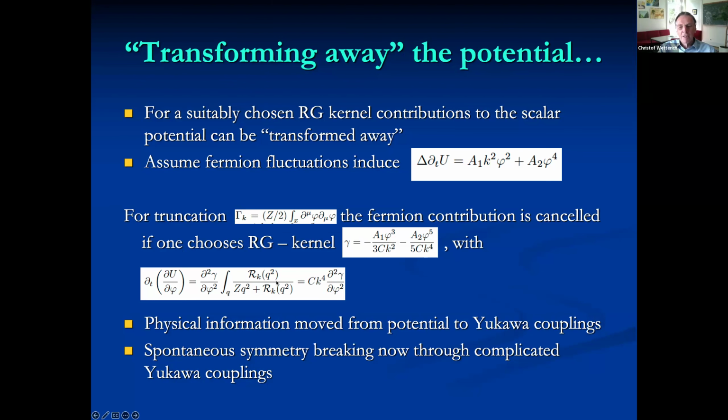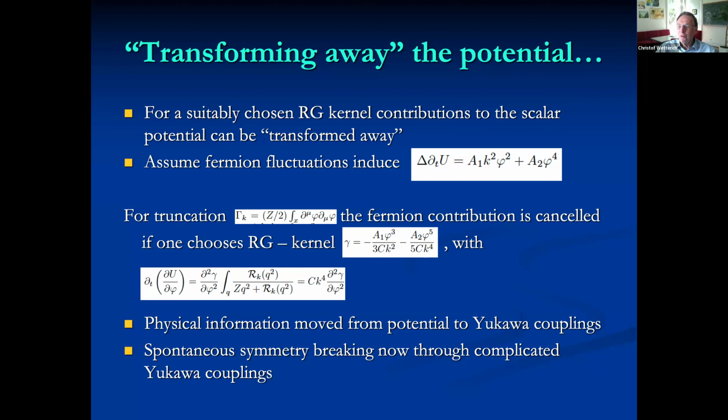So it's a finite number. And once you take this RG kernel, you find that you cancel completely the contribution from the fermions. What is the physics of it? Of course, if the fermions induce spontaneous symmetry breaking, you know there is spontaneous symmetry breaking. But now we have transformed, we have eliminated the potential from the flow. So there is no minimum of the potential where you could find spontaneous symmetry breaking.